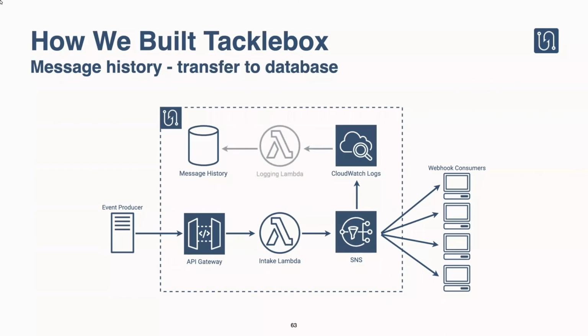Now, CloudWatch logs can be set up to asynchronously invoke a Lambda function. So we set CloudWatch logs to invoke the Lambda when it received a new SNS log. And once invoked, the Lambda transfers the message data in the log to the main message history.